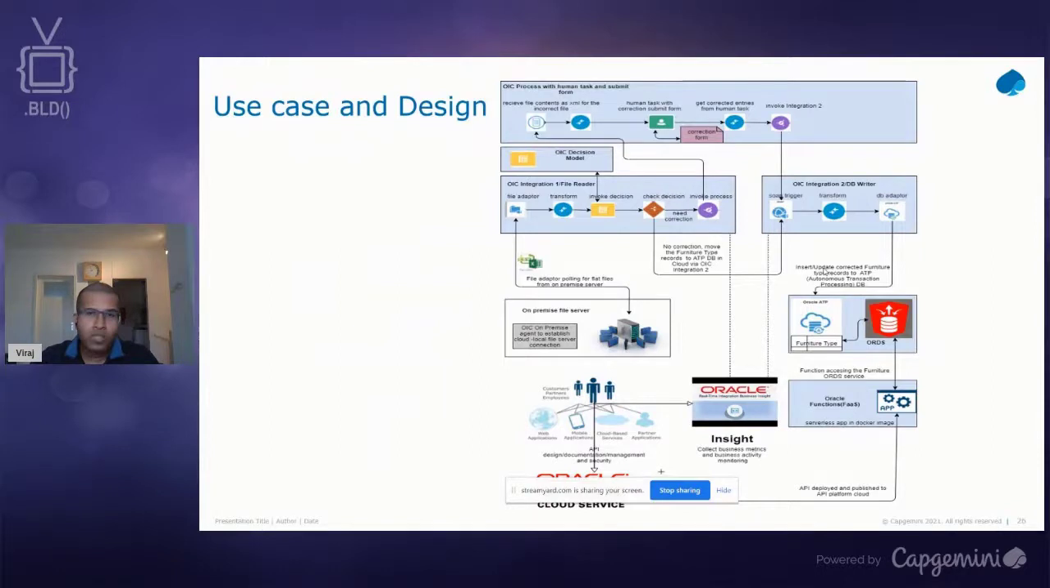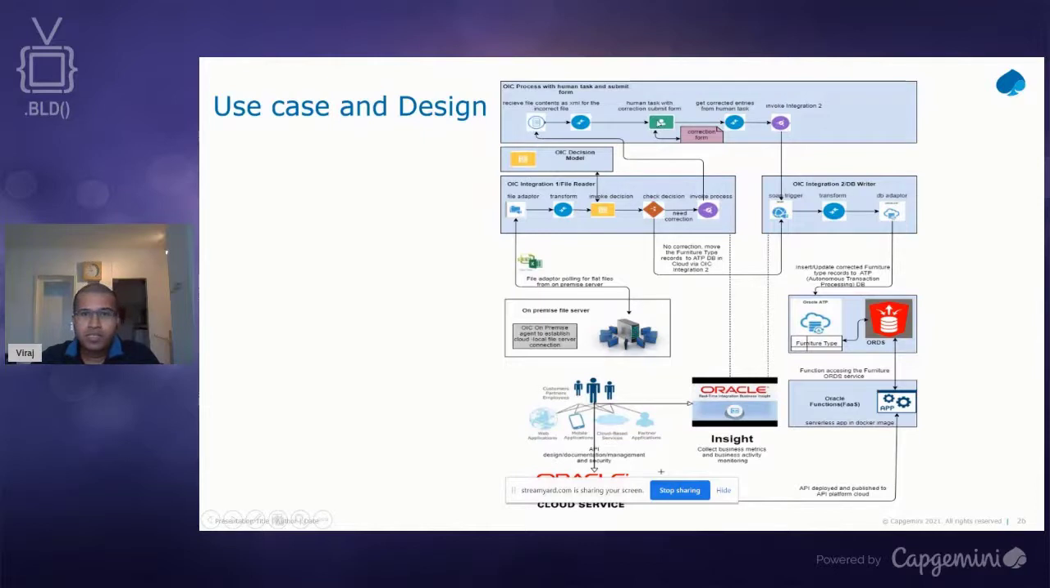So let's have a quick walkthrough of the use case and design. In the previous session, if you remember, we started from the on-premise file server and the polling. The files were polled into the first integration, which is the file reader, and then the file reader processes it and invokes a decision model. The decision model inside the integration cloud decides whether this file needs to be corrected or not. Based on that decision, it invokes a process from the process cloud. And if the decision says no correction is needed, it goes directly to integration 2, which is the DB writer.